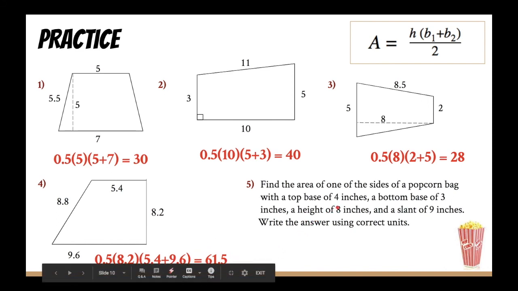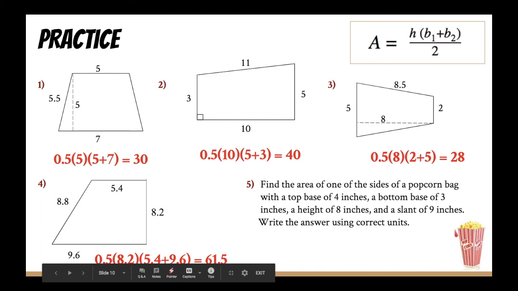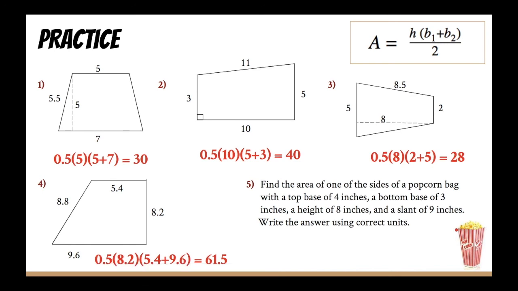Now on to the last question for today's lesson. Find the area of one of the sides of a popcorn bag with a top base of 4 inches, a bottom base of 3 inches, a height of 8 inches, and a slant of 9 inches. Write the answer using correct units. The answer will be revealed in 3, 2, 1.